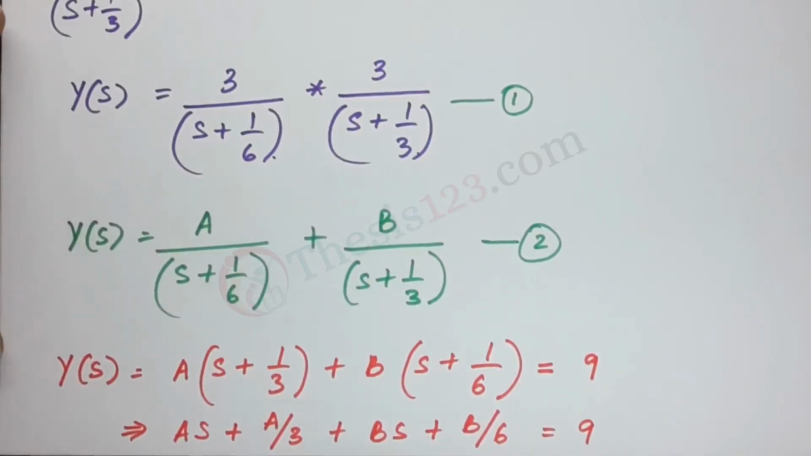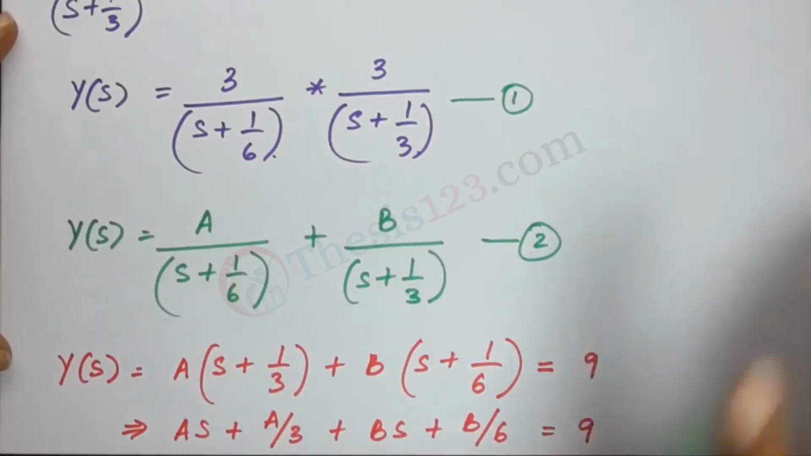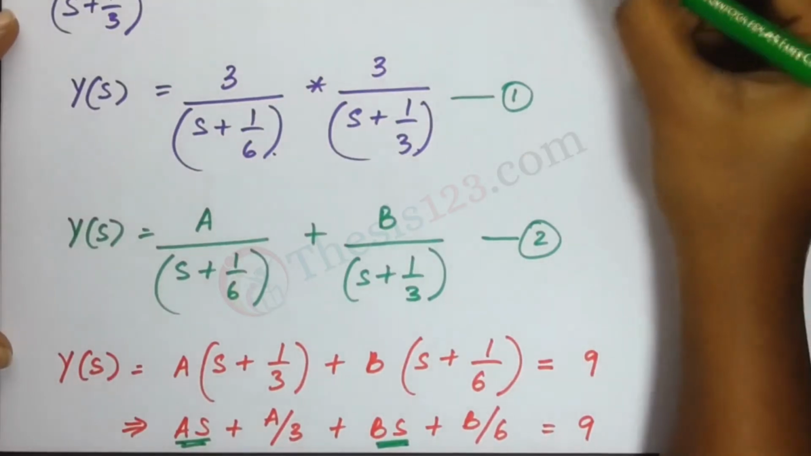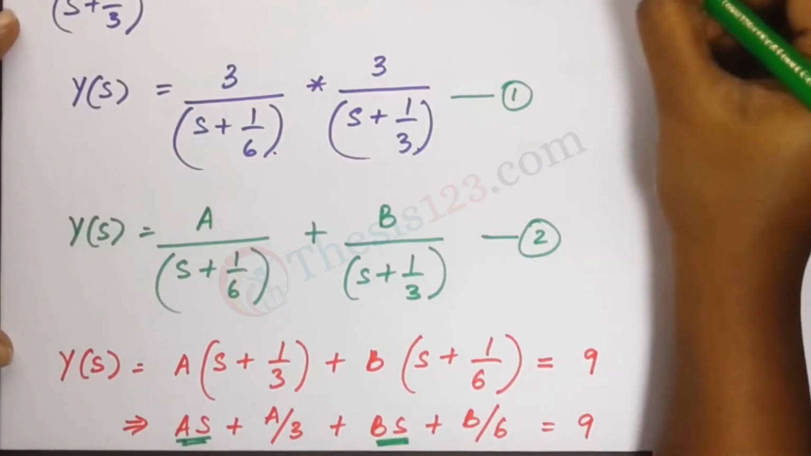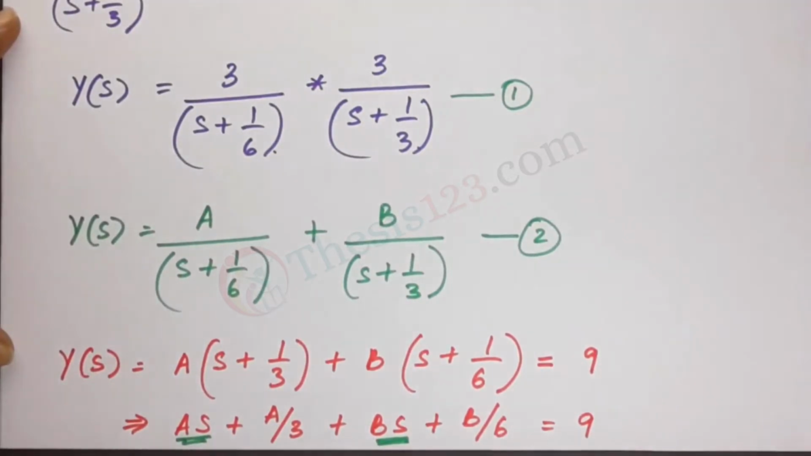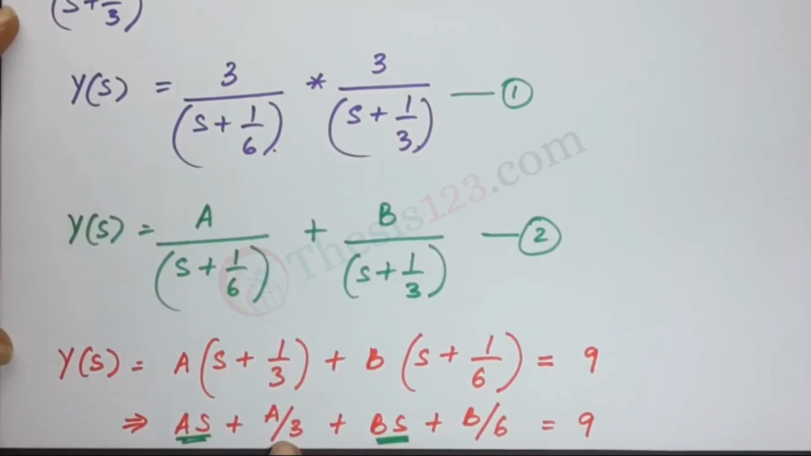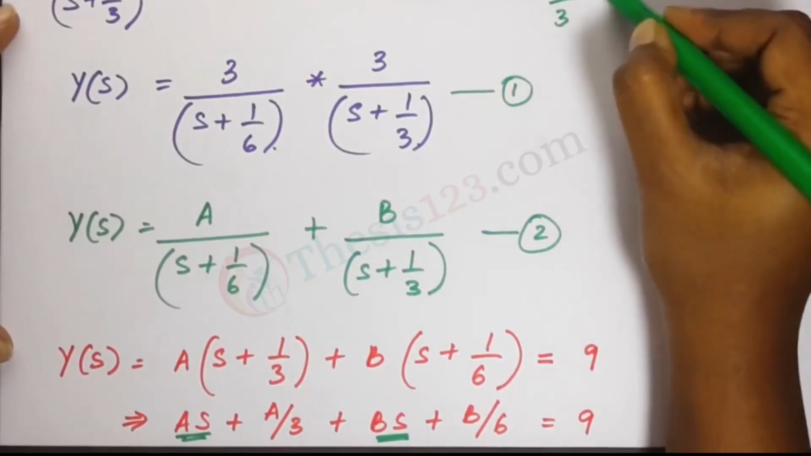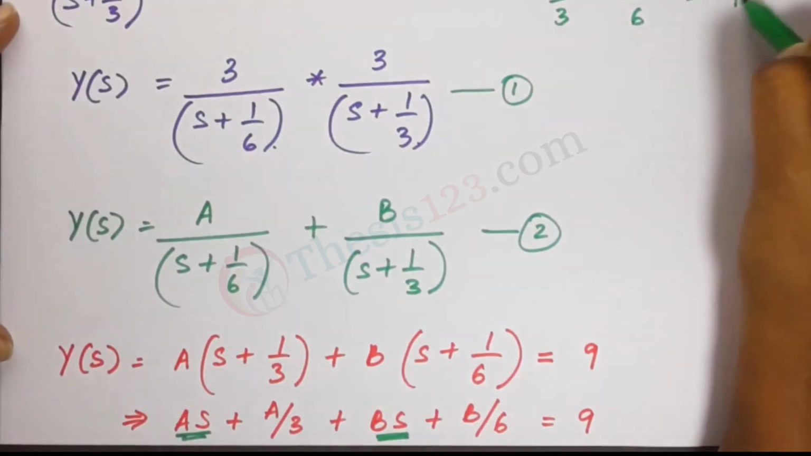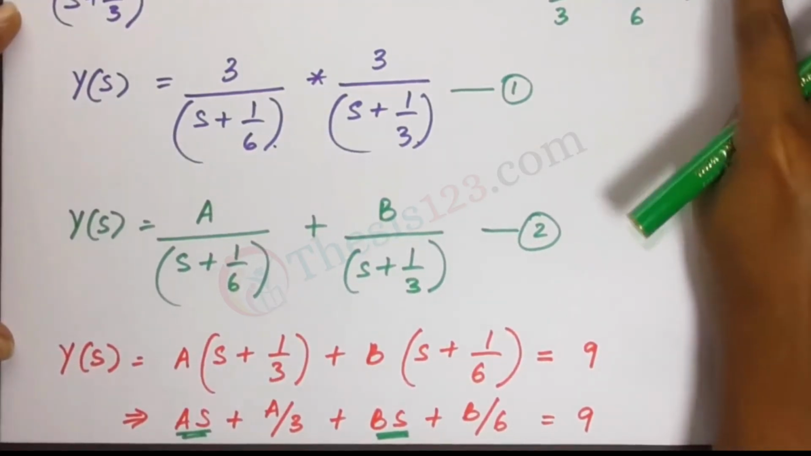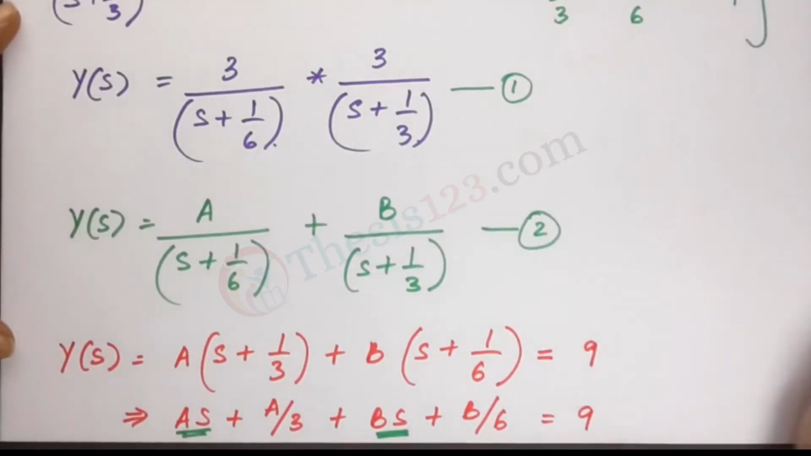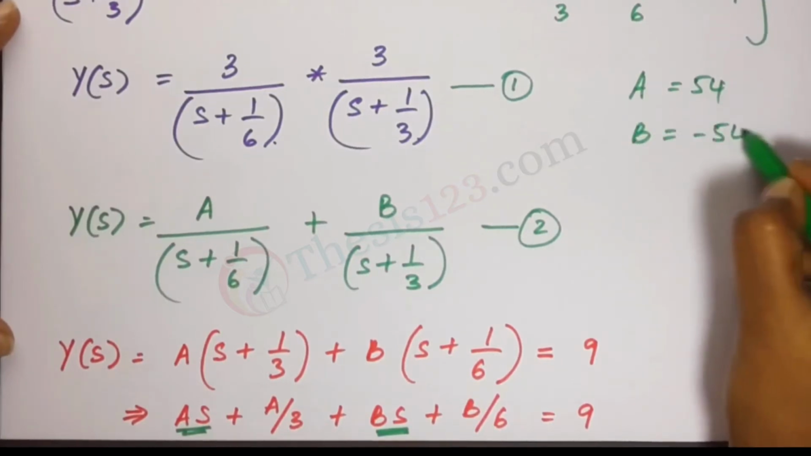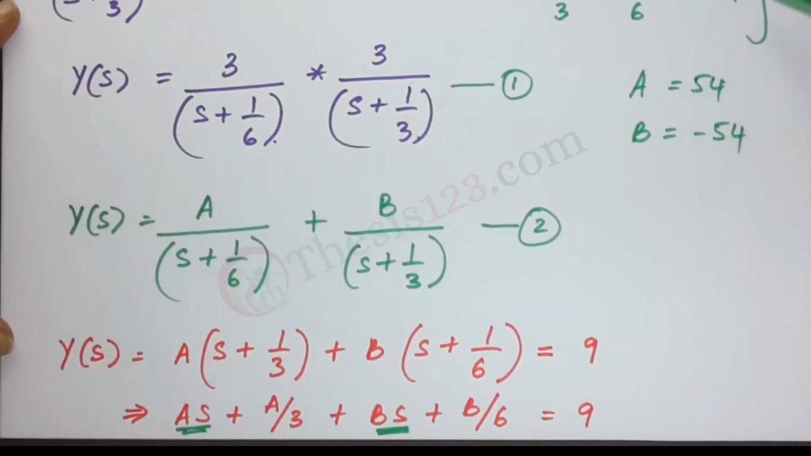So let's first see the coefficients of s. We have one term here and no term on this side. So that gives us A plus B is equal to 0. That's our first equation. Now for the second, we equate the constants alone. So the constants are A/3 plus B/6 is equal to 9. These are the two equations we solve for A and B. When we do, we get A is equal to 54 and B is equal to minus 54. Since this is basic, I'm leaving that to you.